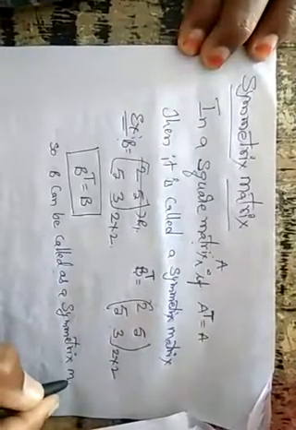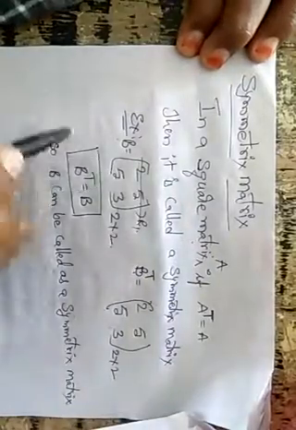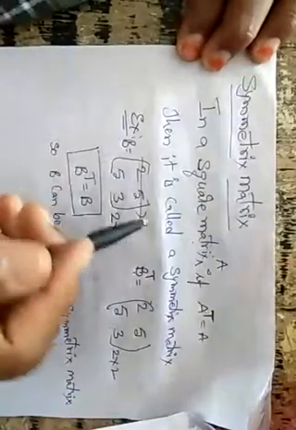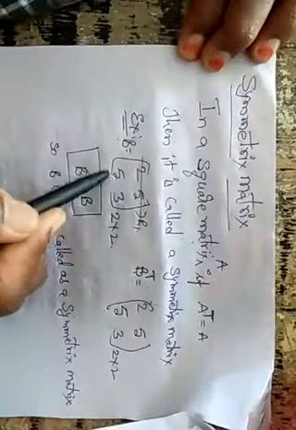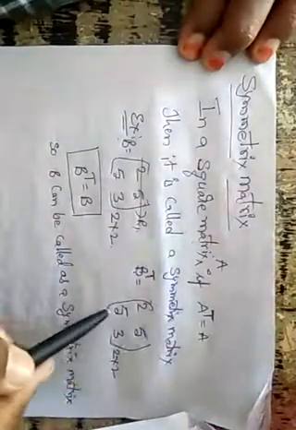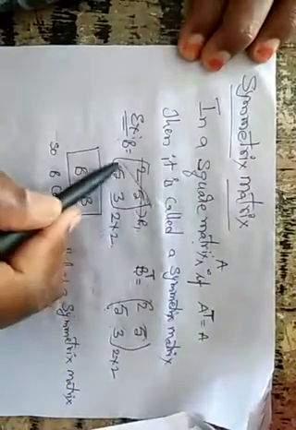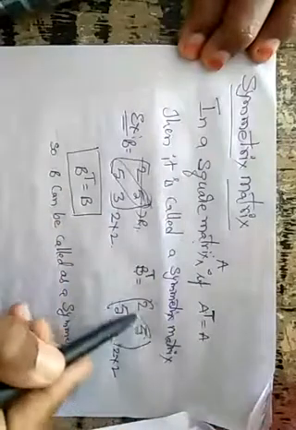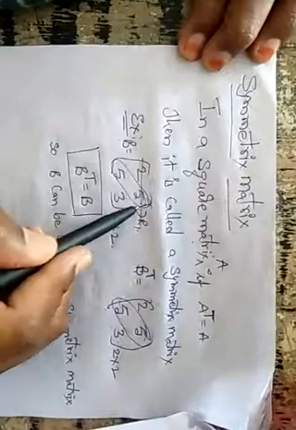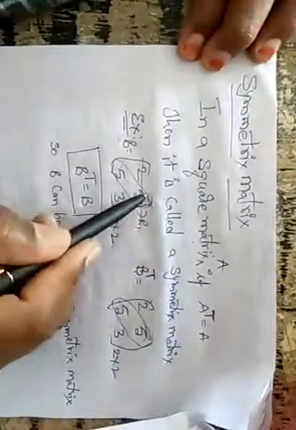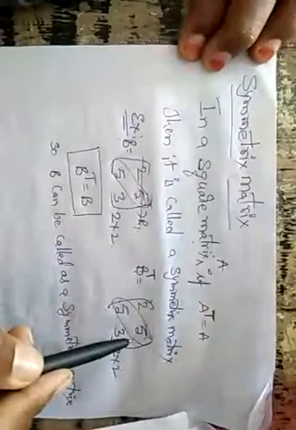Symmetric matrix. Do you observe the common things? For a matrix to become symmetric, this corner element should be the same. Yes or no? This corner element should be the same. So the left side corner elements should be the same, then we will get the symmetric matrix.